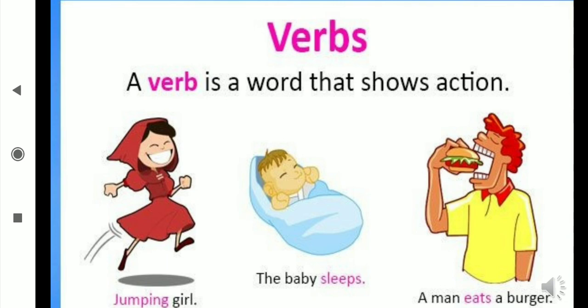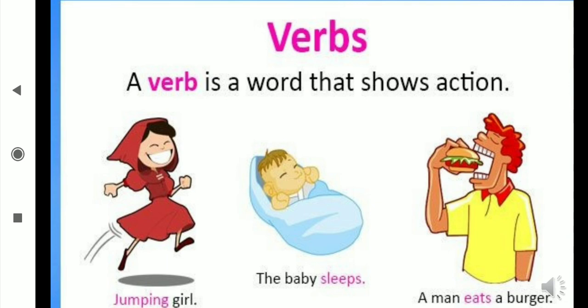A verb is a word that shows action. Many actions we do. It describes the action done by the noun or pronoun in a sentence. Now, here is a girl. What is she doing? She is a jumping girl. And what action is she doing? That's the jumping. Jumping comes under a verb.